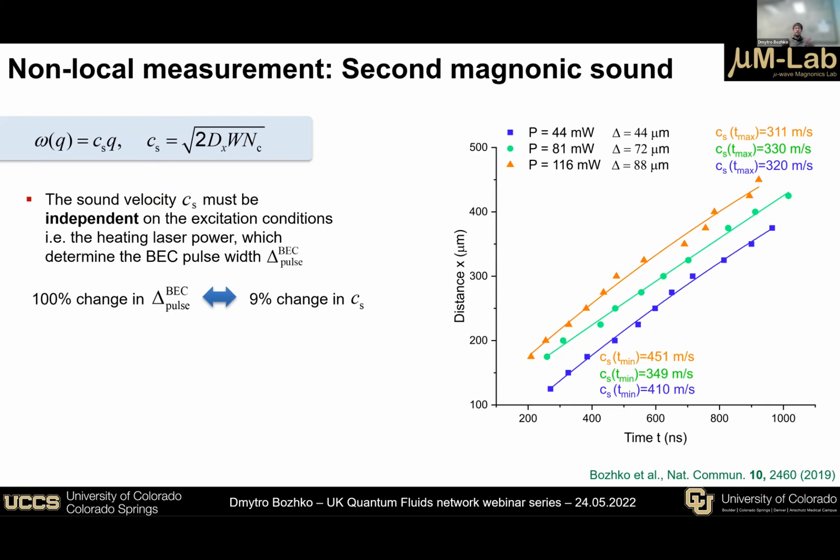And obviously with time, the condensate decays. So the number of magnons decreases, thus the speed should decrease. And that is exactly what's happening, and that's exactly what's predicted by the theory. That's why we conclude that this is the magnonic second sound.